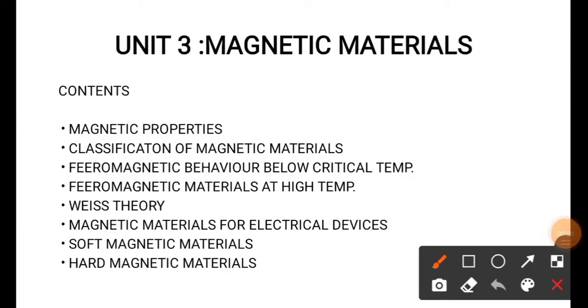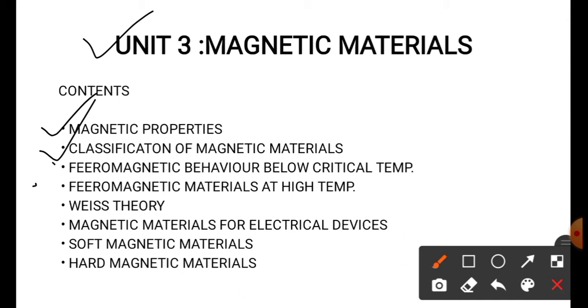Now we are going to see unit number 3, which is magnetic materials. Let us see the contents. First point is magnetic properties. There are different types of magnetic properties like permeability, retentivity, coercive force and reluctance. Second point is classification of magnetic materials. There are different types of magnetic materials available, like diamagnetic material, paramagnetic material and ferromagnetic material.